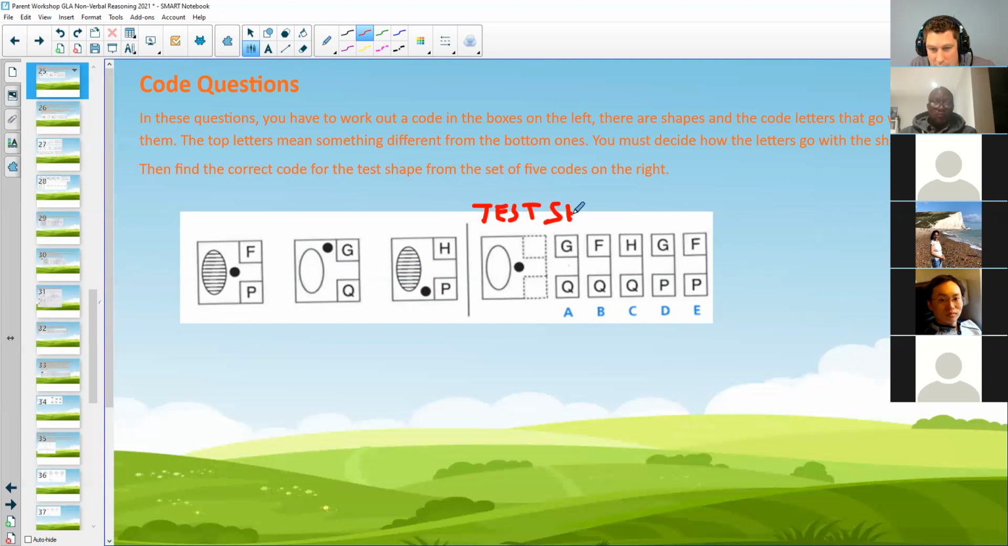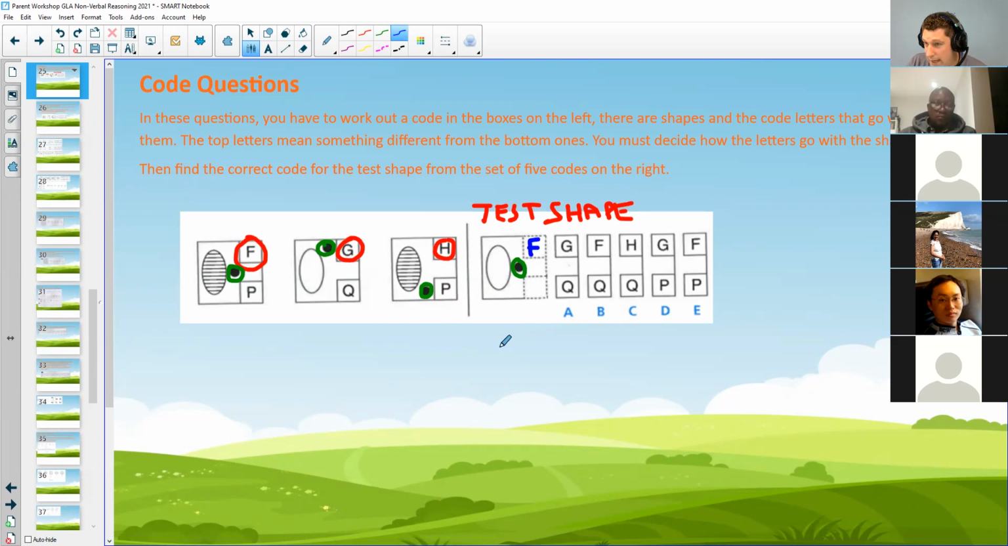Now, the first thing I'm going to do is look along the top row, and I'll notice that all of these letters are different. And I'm going to ask myself, well, why are they all different? What could they stand for? And what they represent is the position of that black dot. So the black dot is actually halfway down, which is the same as F. So the first letter for my code is F.